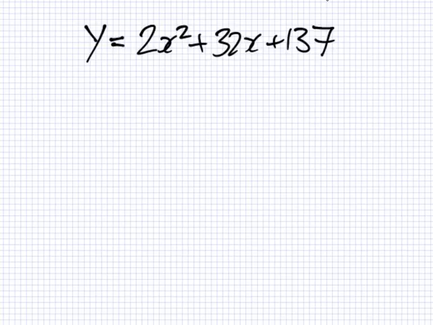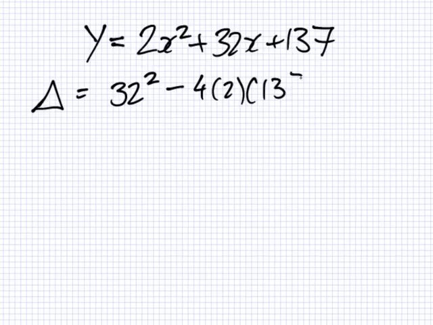So were you able to find any factors? Is that a yes or a no? You found factors? Okay. I'd be very impressed if you found factors. Does this have factors? No, it doesn't, because the discriminant is 32 squared minus 4 times 2 times 137, and that's definitely negative, isn't it? Yes, definitely negative. So it has no roots, it has no solutions.